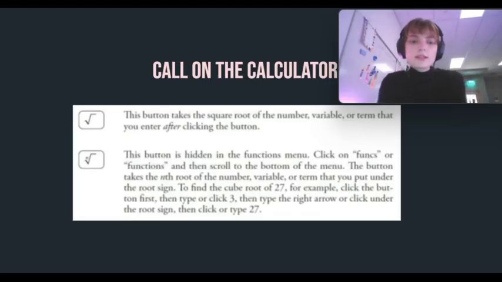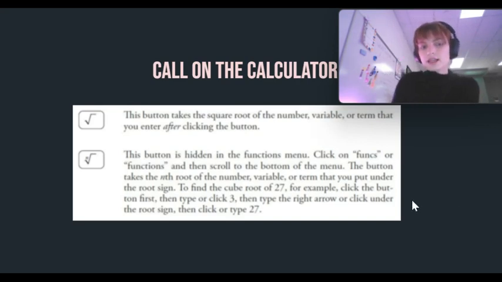Here are the buttons that will help us find the square root of various problems. So the original standard square root button looks like this. This takes the square root of numbers, variables, or terms that you enter after pressing that button.